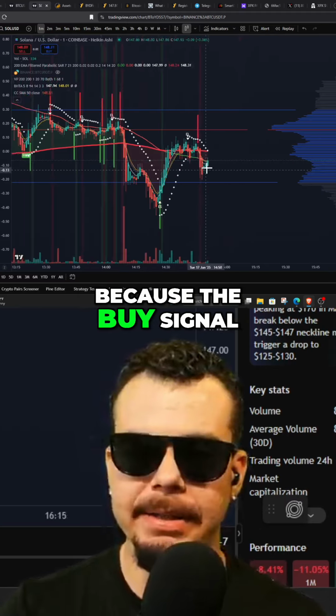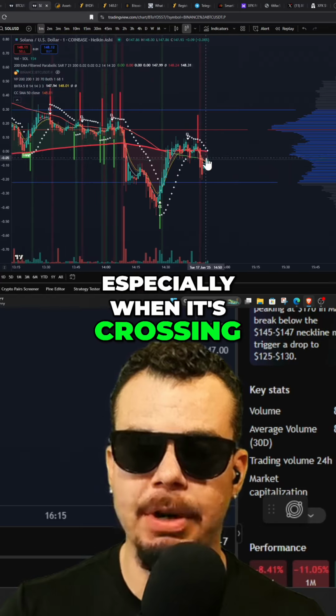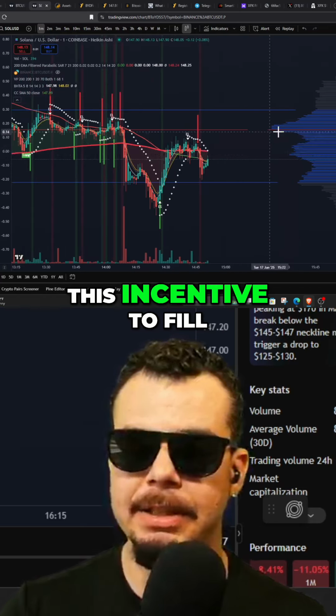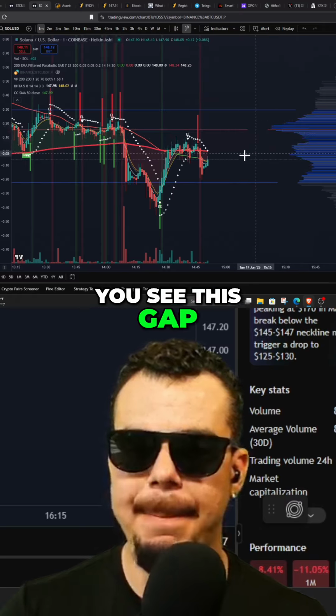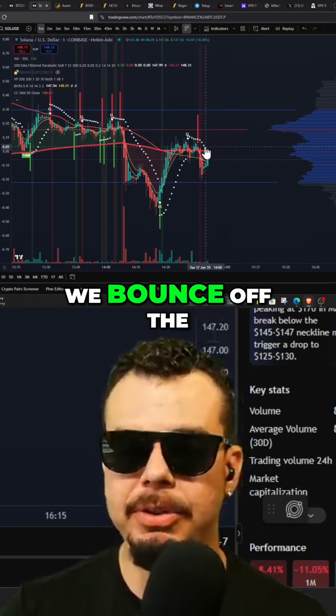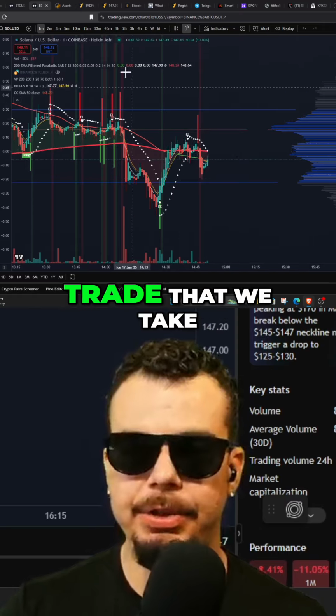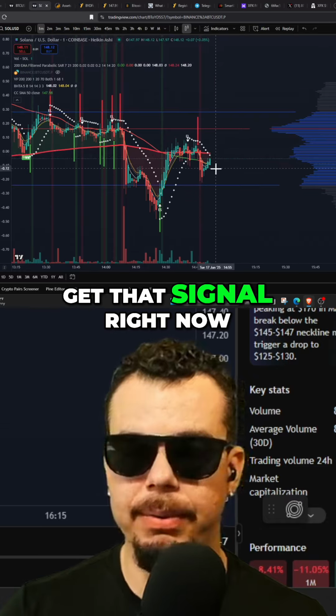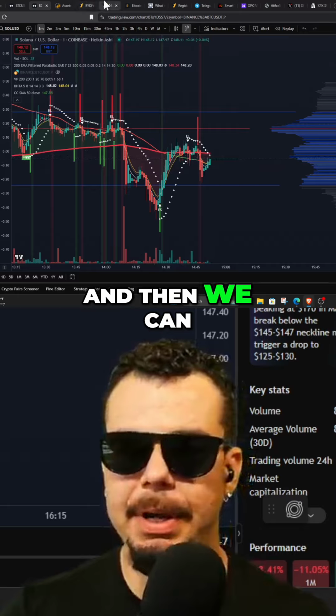Why? Because the buy signal on the 50 moving average, especially when it's crossing over like this right now, is extremely bullish, and especially if we got this incentive to fill this gap. Right, you see this gap right here. There's a gap to fill. Now we bounce off the lower value range. This could be a trade that we take, a very quick trade, and you see we're most likely going to get that signal right now, which could be very bullish, and then we can take a small trade.